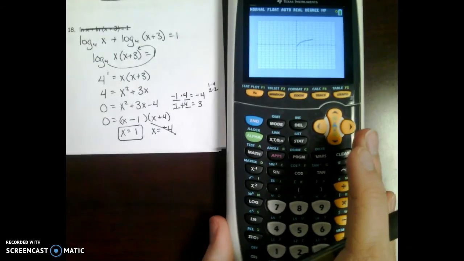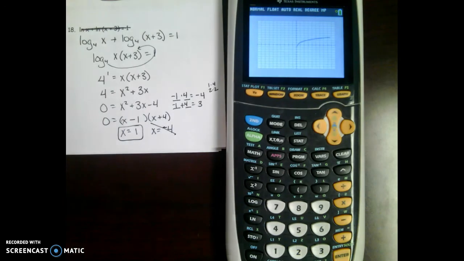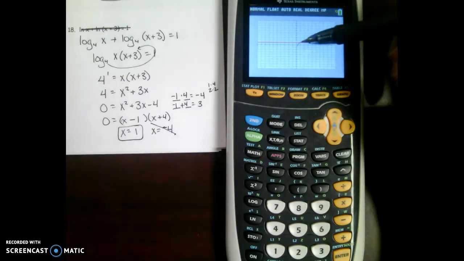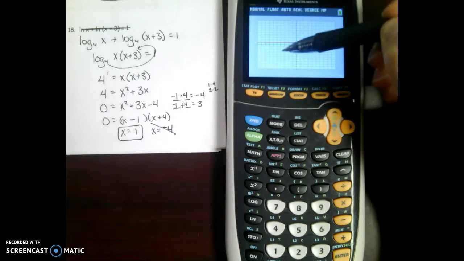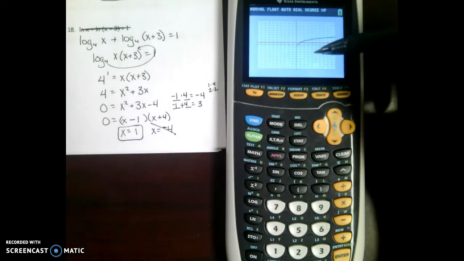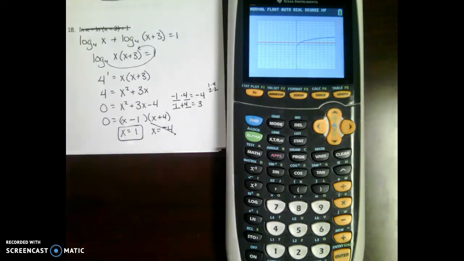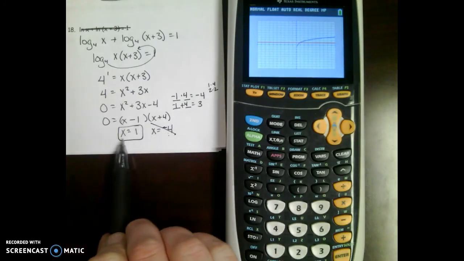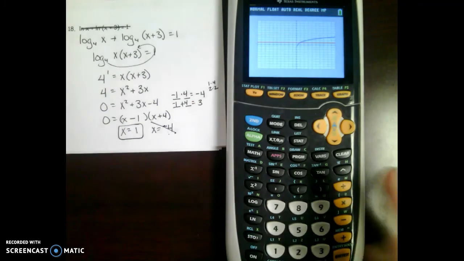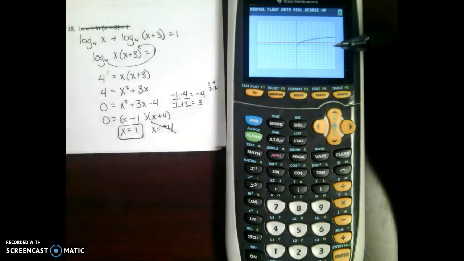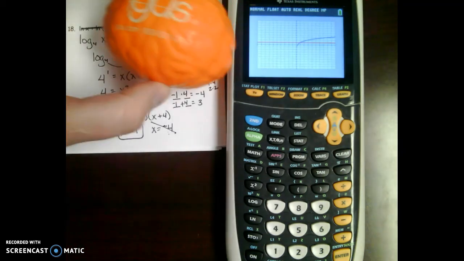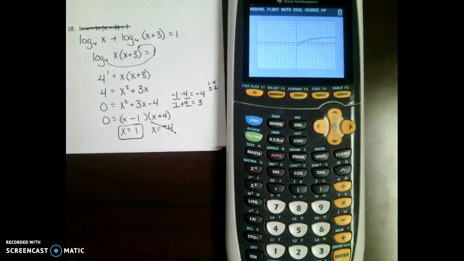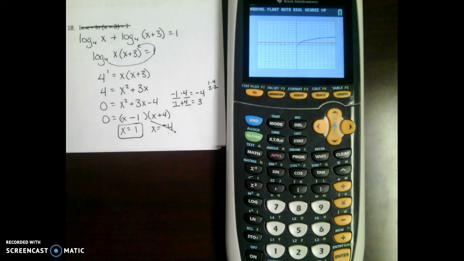So in blue is the left side of my equation, and then in red, y equals 1 is a horizontal line. Notice they cross at an x value of 1. At an x value of -4, this blue one doesn't exist, so -4 cannot be a solution. 1 is a solution. So this is a great way, if you have a graphing calculator or if you've borrowed one, to check yourself and make sure that you have done the problem correctly and that you've eliminated the extraneous solutions.